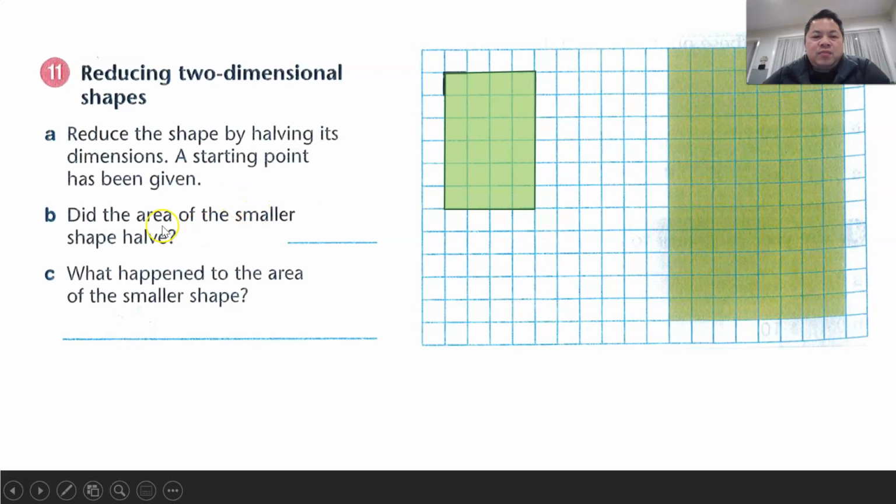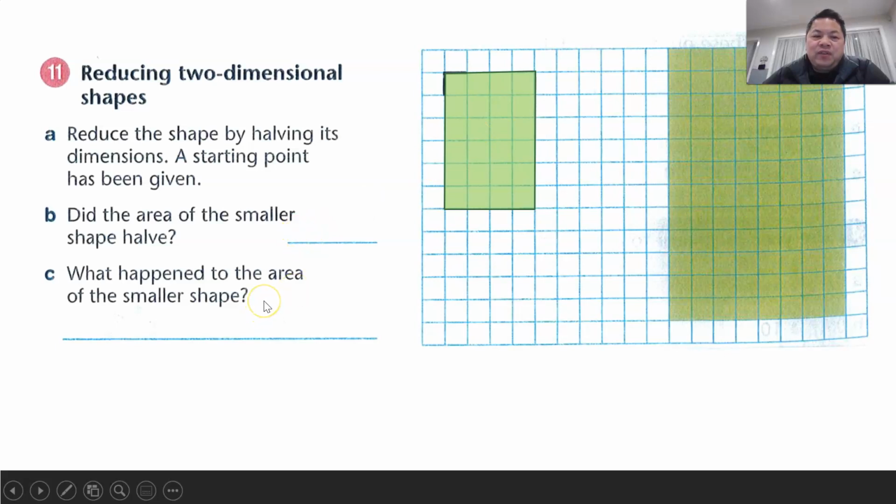So did the area of the smaller shape halve? Look at it carefully again. This is 12 by 8. 12 by 8 is 96 cm square. And this is a 4 by 6, which is 24 cm square. Has it been halved? You make a decision on that.